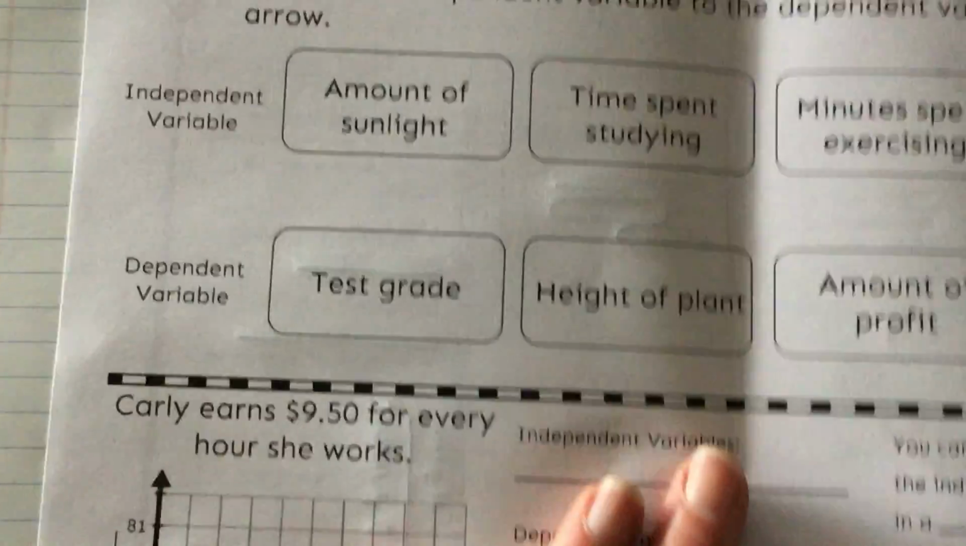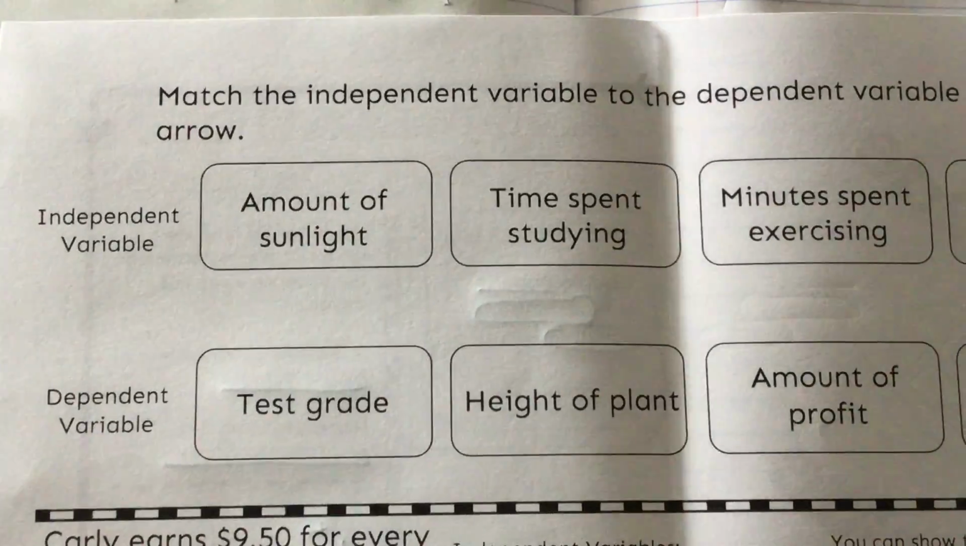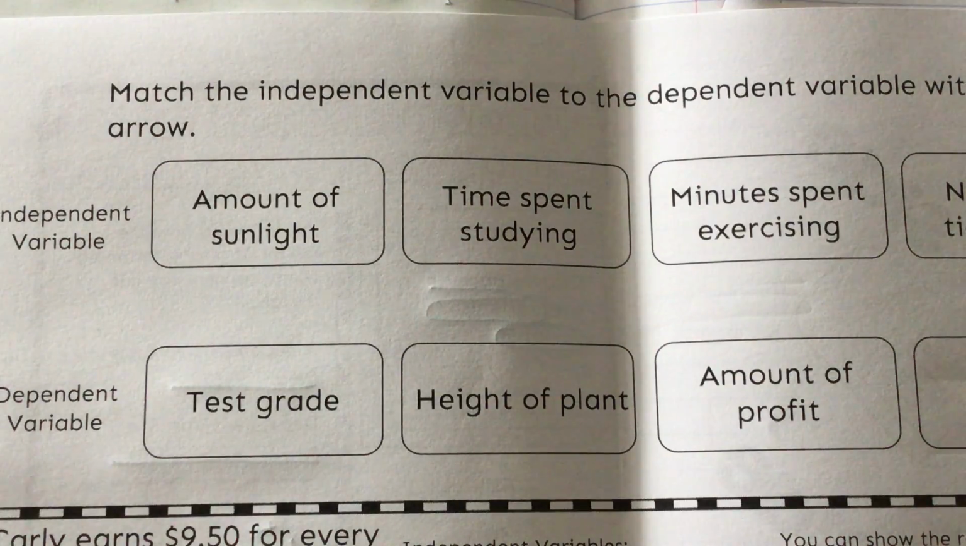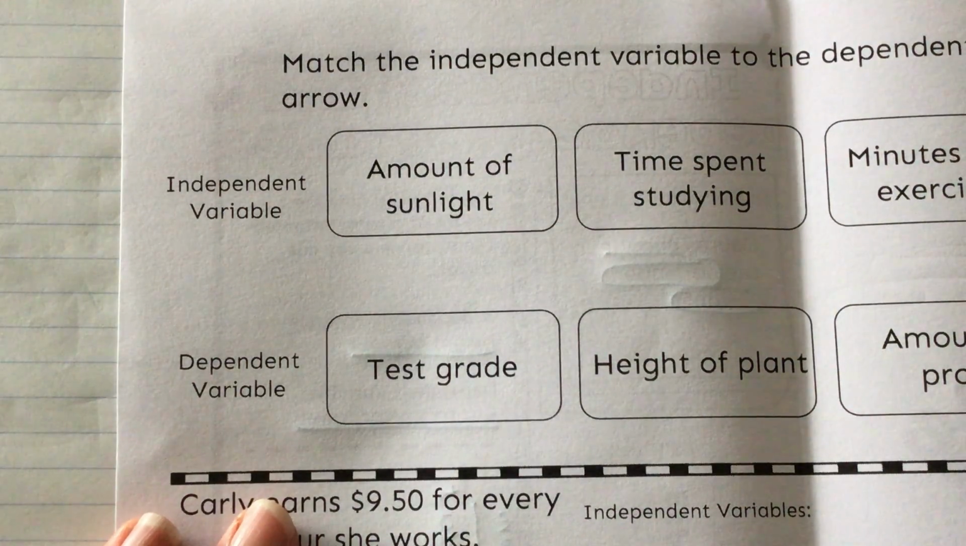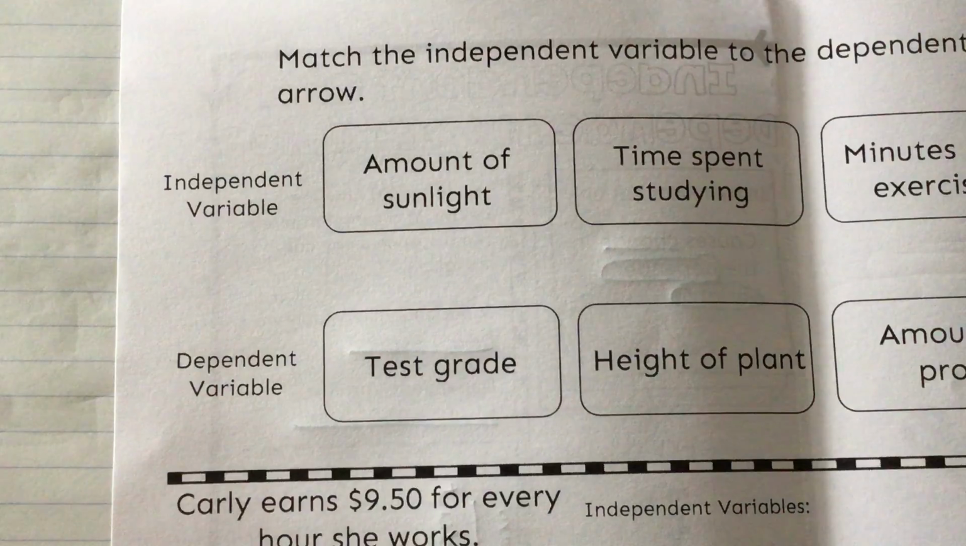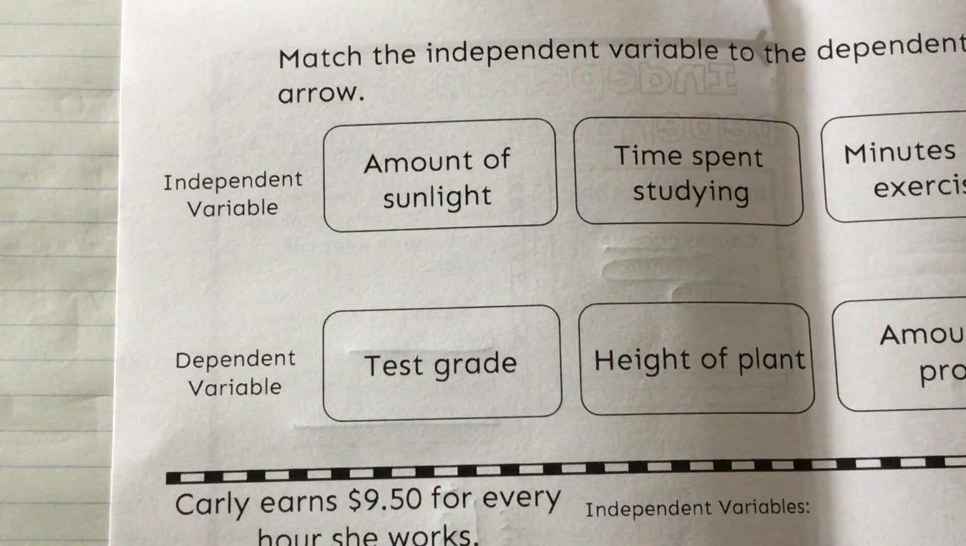All right, go ahead and open up your notes. The top says match the independent variable to the dependent variables with an arrow. So all four situations on the top are your independent variables. All four situations on the bottom are your dependent variables. So the ones on the top determine the ones on the bottom.